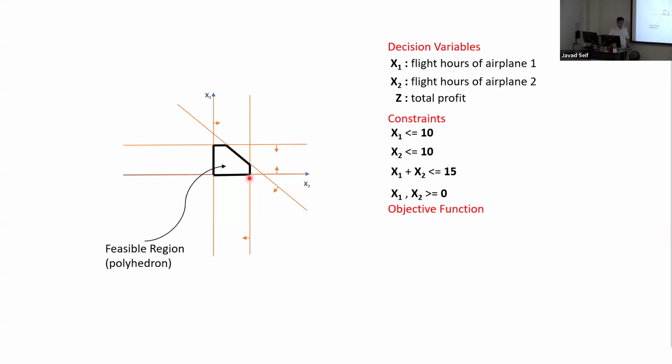We call it the feasible region, which, mathematically speaking, is a polyhedron. This feasible region, any point that you pick there does not violate these constraints. For example, here, 0, 0. 0 is less than 10, 0 is less than 10, 0 plus 0 is less than 15, and 0 and 0 are both greater or equal to 0. So this is an acceptable point. Everything here is an acceptable point. We call this the feasible region.